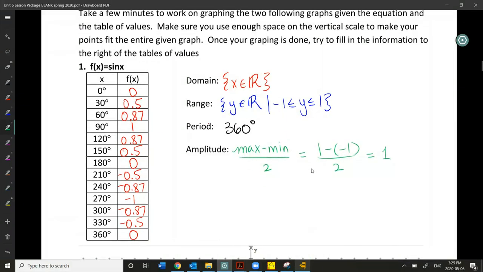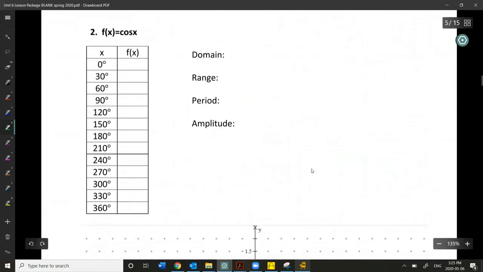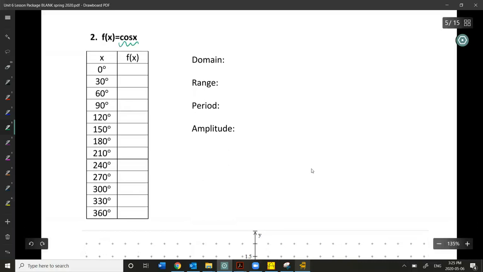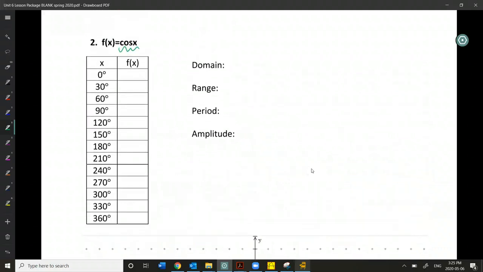Okay, now we're going to do the same thing for cos x. Same table of values, except this time we're plugging into our calculator for cosine, and same setup with our graph. So I'm going to give you a couple minutes. You're going to type the cos of each one of these angles and record the values here, and then graph the corresponding points below. Okay, so pause the video and take some time to do that.